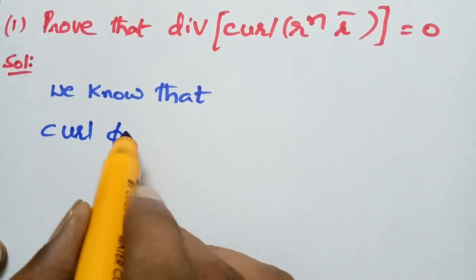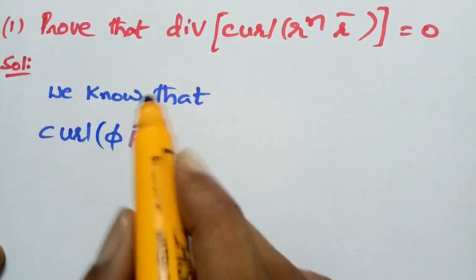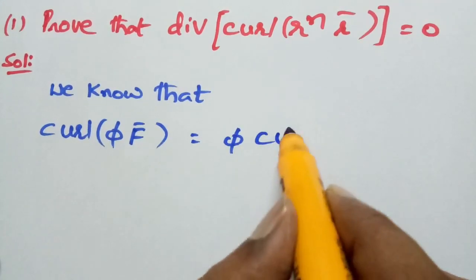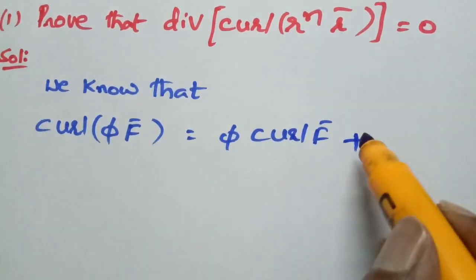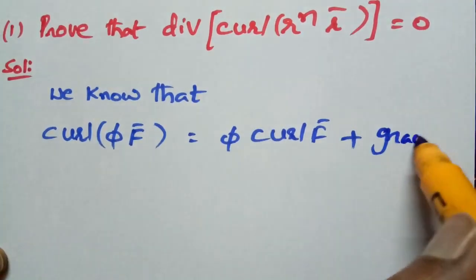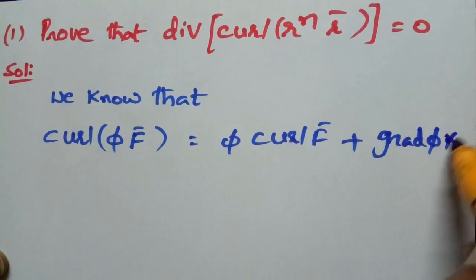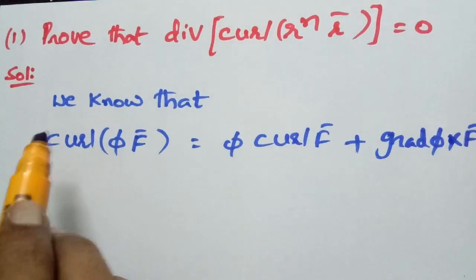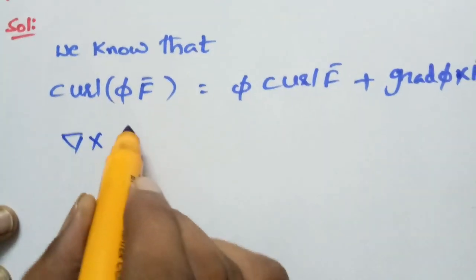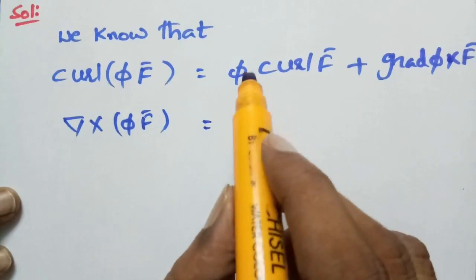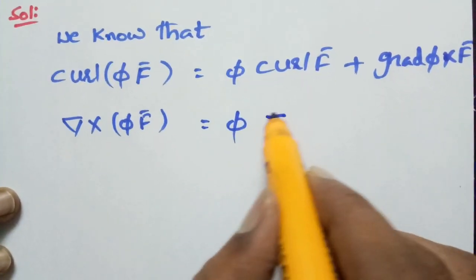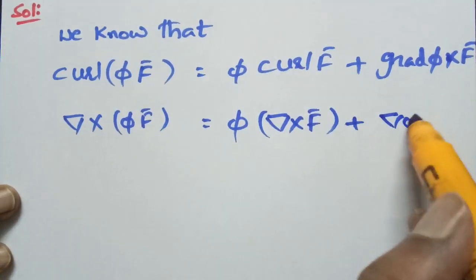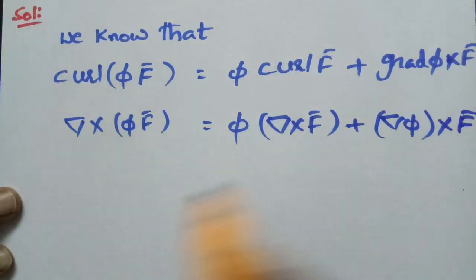curl of phi into f bar is equal to phi into curl f bar plus grad phi cross f bar, or this can also be written as del cross phi f bar is equal to phi into del cross f bar plus del phi cross f bar.